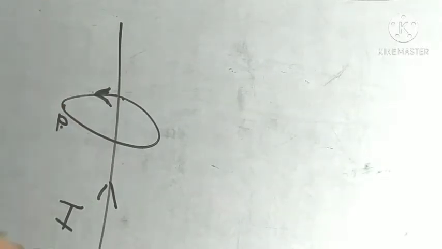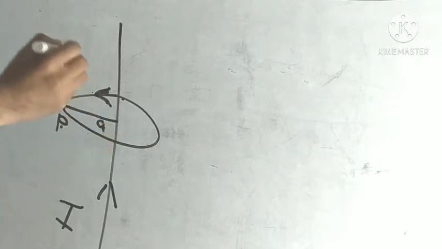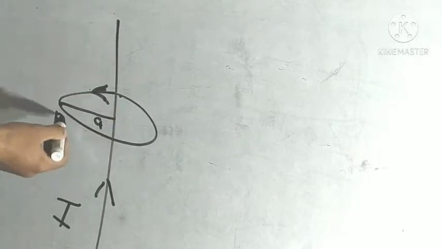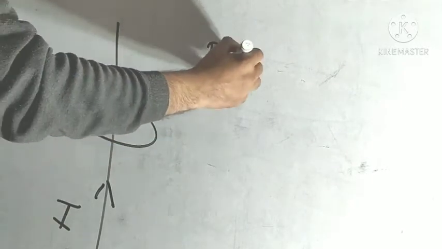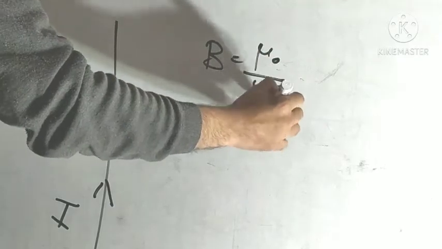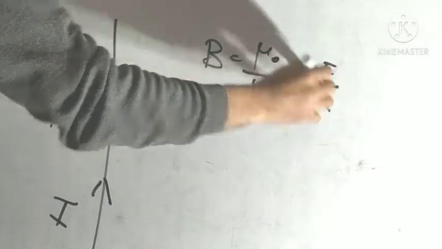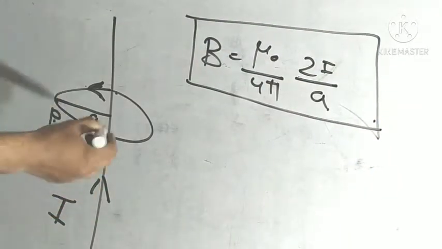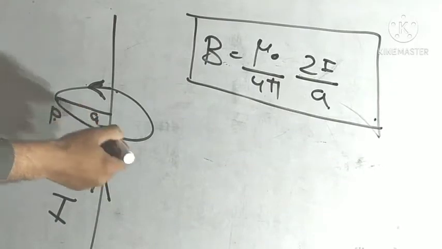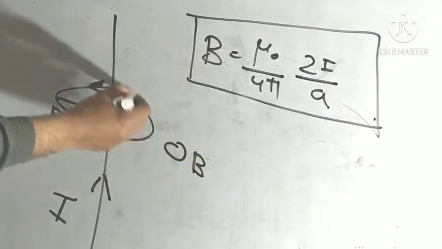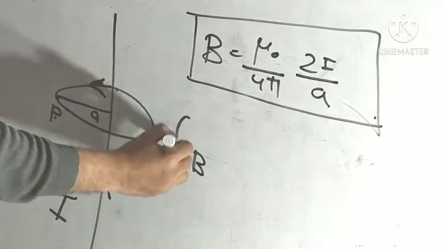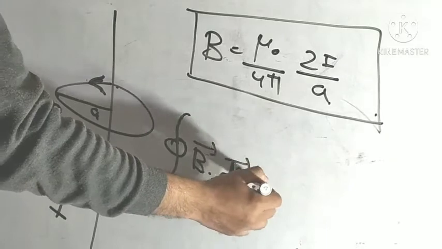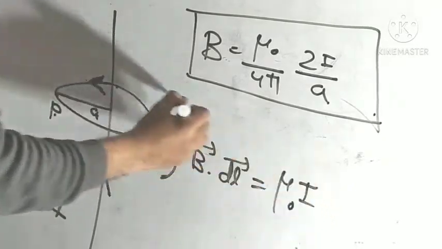We take any point P here. The distance of this point P from this wire is a. We already know from Biot-Savart's law that the magnetic field at point P due to an infinite wire is B equal to mu naught upon 4 pi into 2I upon a. And here the magnetic field is along a closed path. We integrate over this closed path: B dot dl, where dl is a small element, is equal to mu naught I. This is Ampere's circuital law.